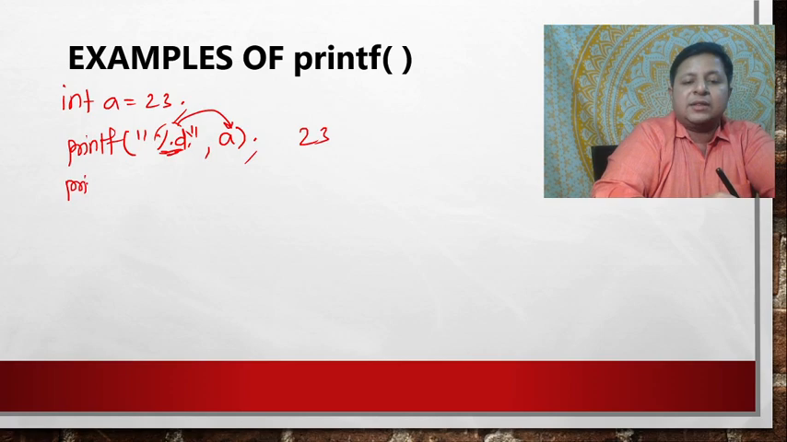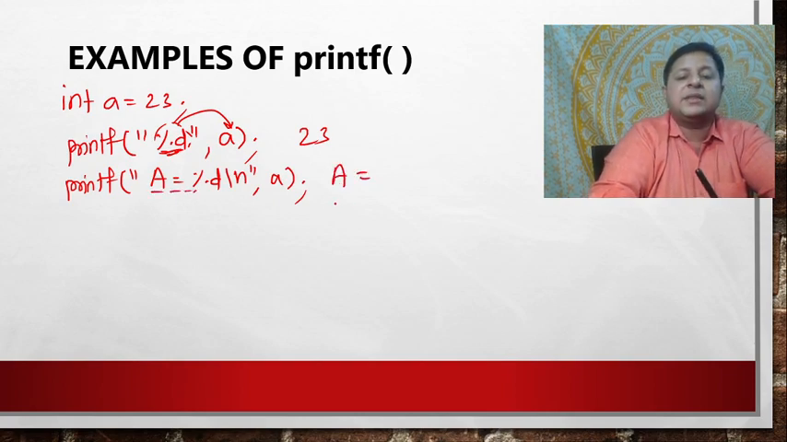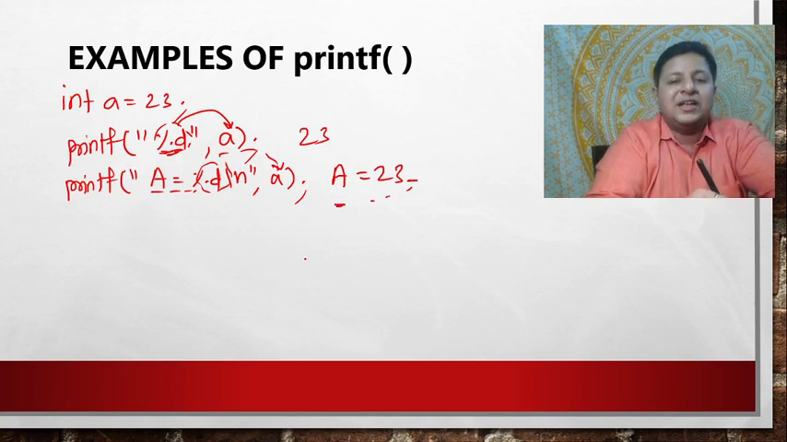So in the output, I'm going to see 23 directly. I can do something like this. Printf "a equal to %d". Okay, maybe \n, so it goes on the next line, and a. Now this part acts as a text, so it gets printed as it is. %d will be replaced by the argument, so it will be replaced by the value, and \n will make the cursor go on the next line. That's the effect. So it won't stay on the same line, it will go on the next line.